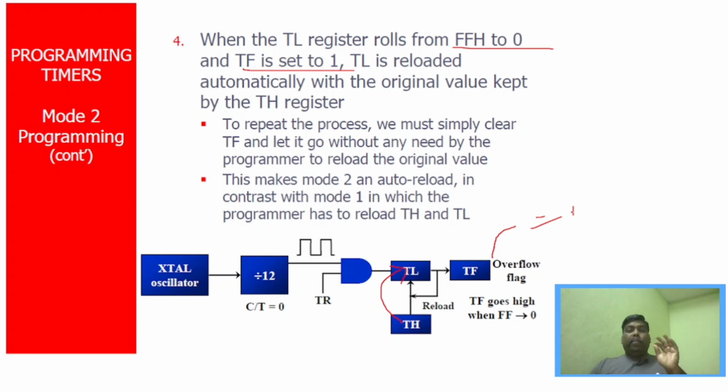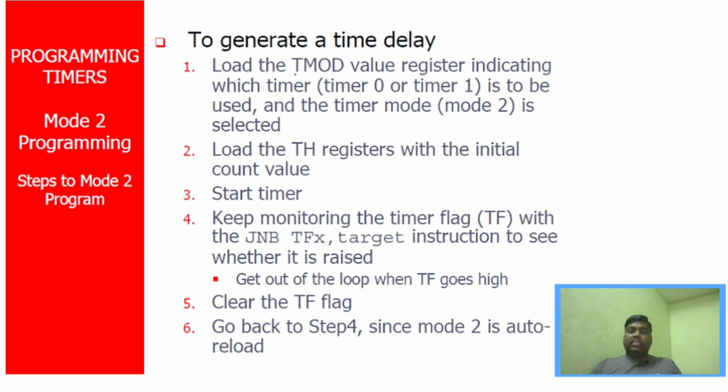So this is the process for configuring the timer in mode 2. You can see the same steps: choose the TMOD register, timer 0 or timer 1, load the TH value, start the timer, and this condition will continue to loop in the same location until the TF flag becomes 1. Once it becomes 1, it goes to the next instruction. Then we stop the timer, and the TF flag is reset to 0. The only difference is that it is an auto reload mode, so the count will be automatically reloaded into the TL value in mode 2 operation.